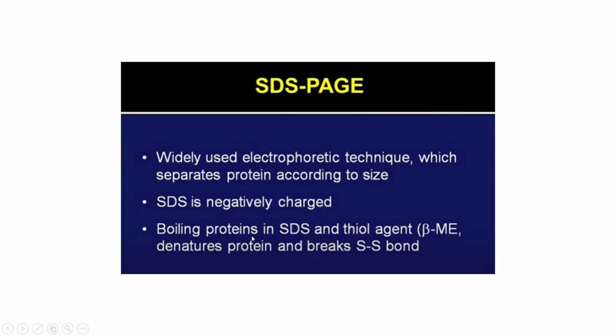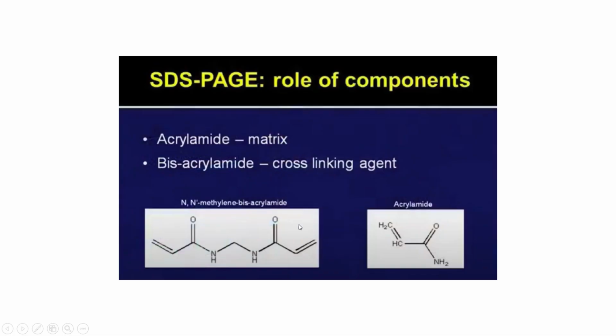So what does SDS page do? It's a widely used electrophoresis. It gives negative charge to the protein, and you can also use some reducing agents like beta mercaptoethanol so that it breaks the disulfide bonds, and it will be much easier to separate the proteins on SDS page.